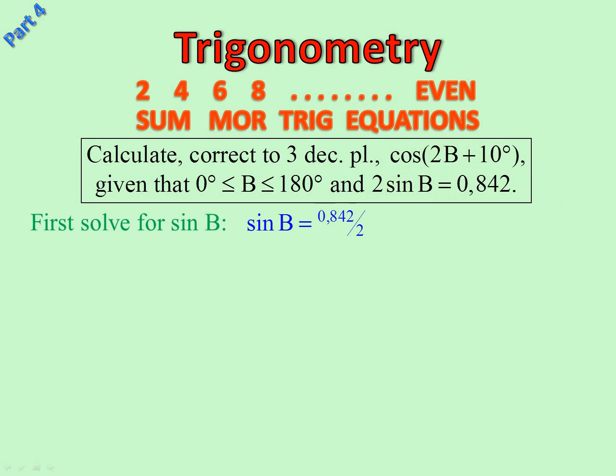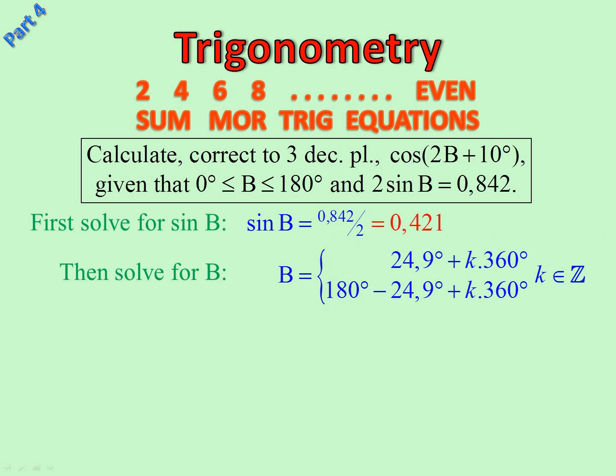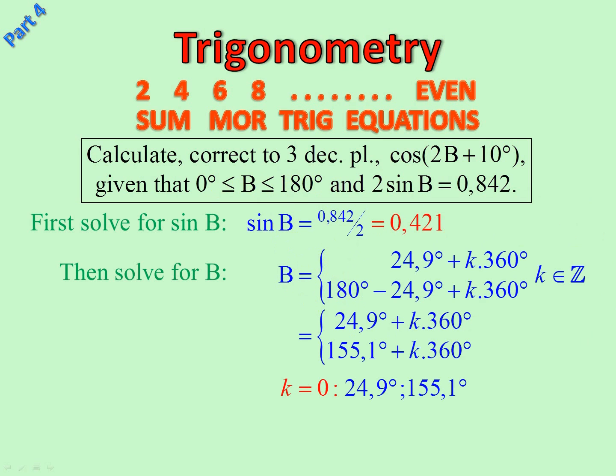First solve for b. So therefore sine b equals, we divide by 2, equals that. Solve for b. General solution, there we are. First quadrant, second quadrant. Key angle, general solution. Give me that. Now, b has to be between 0 and 180. So, in fact, using my specific solution, there are the two possible answers.